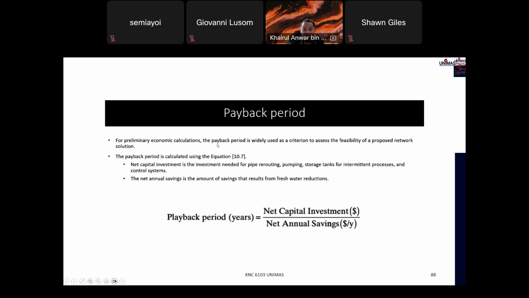The payback period is calculated using equation 10.7. The net capital investment is the investment needed for the network established with the process constraints. The net annual saving is from the freshwater that can be reduced by reducing the freshwater usage. Then there's a saving.